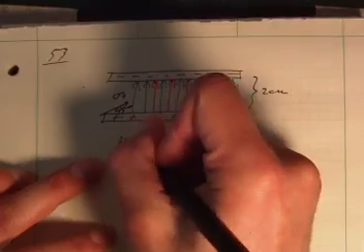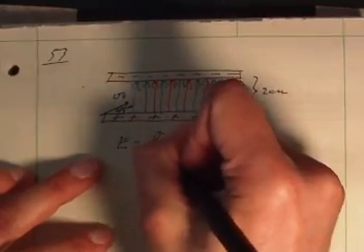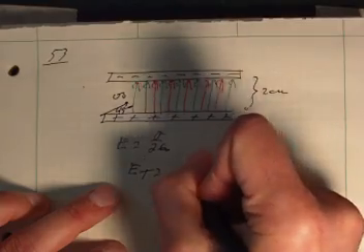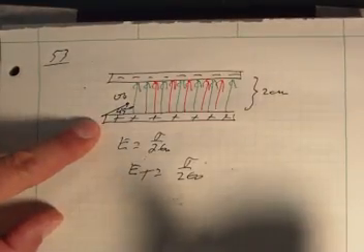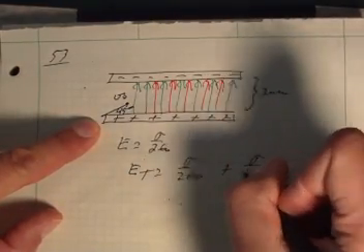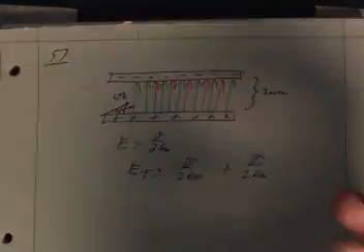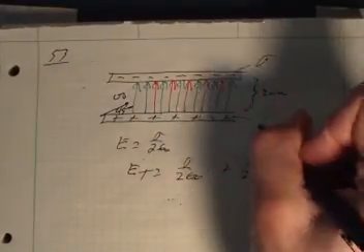Now we know the electric field due to one plane is sigma over 2 epsilon, but we have 2 planes now. So the total electric field in there is going to be sigma over 2 epsilon because of the positively charged plane, plus sigma over 2 epsilon because of the negatively charged plane. And again, sigma here is charge density. This has a sigma on it and that has a sigma on it.